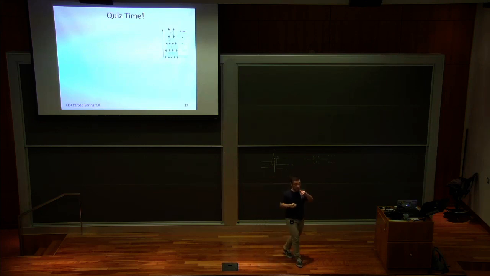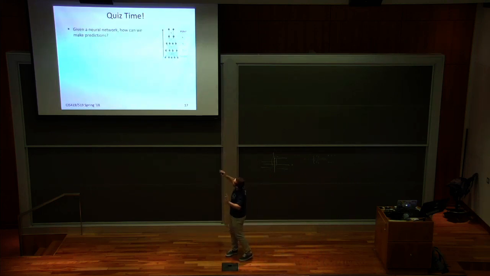Okay, so let's try to check how much we know so far. Let's test ourselves with a quick quiz. Question: given a neural network, so this is our neural network, we have input, we have three hidden layers. The question is, how can we make a prediction? Let's say I give you a neural network. What is it that I call a prediction?